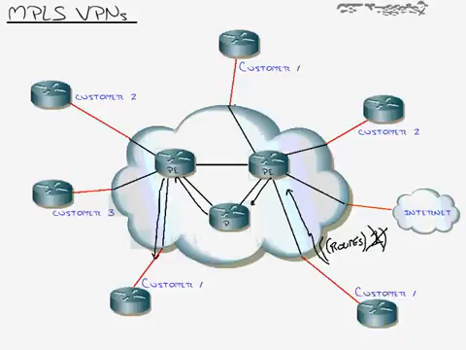This guy, he's routing for two customer ones, receives it, rips off that customer one tag and sends it out to this customer one. The P router never has to rip off that big one tag because it's in the middle. It's not connected to customer one sites anywhere. Same thing happens with customer two.